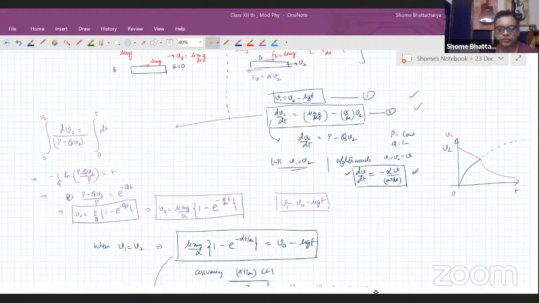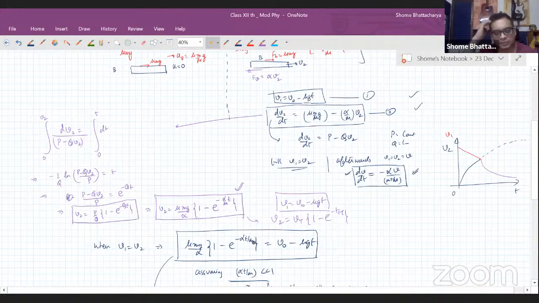Okay, so for everybody else, I hope the solution of the differential equation is clear up to this step. This is how we got V2 as a function of time. So this V2 as a function of time is basically, if it was allowed to proceed for a lot of time, it would be some terminal velocity into 1 minus e raised power minus t by tau kind of term. The tau is that constant in this case, m upon alpha.